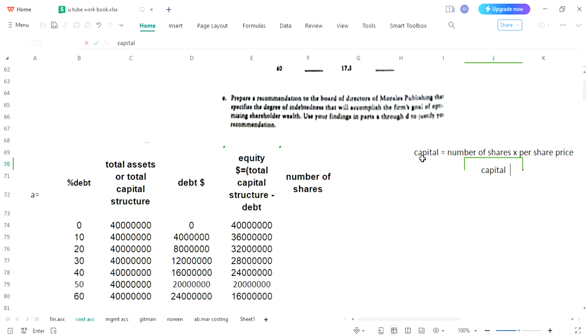So these would be divided number of shares, and what we will get? Per share price. Have you understood that?